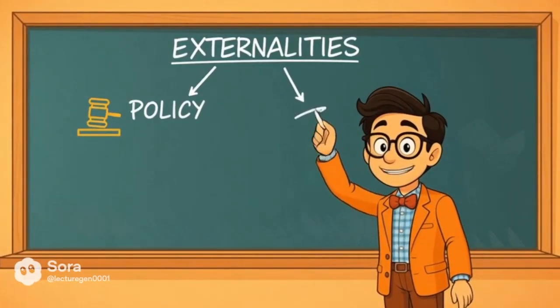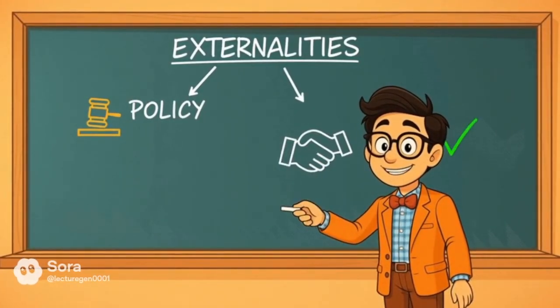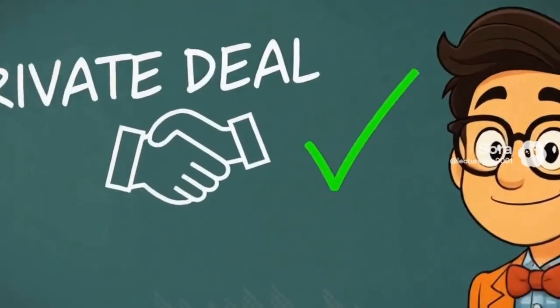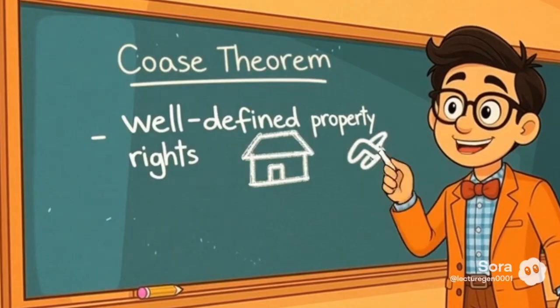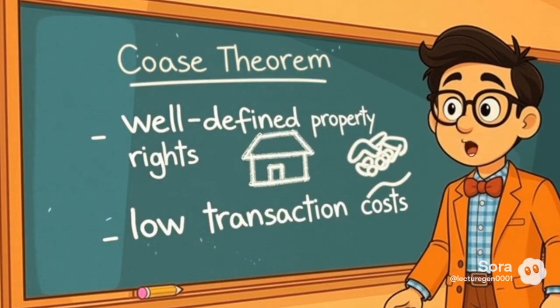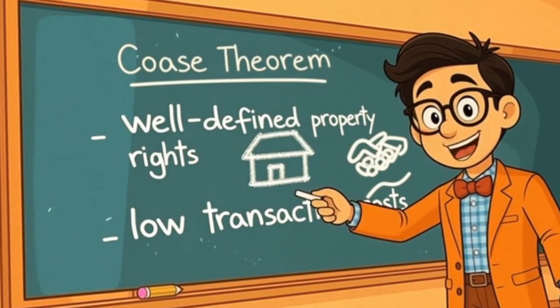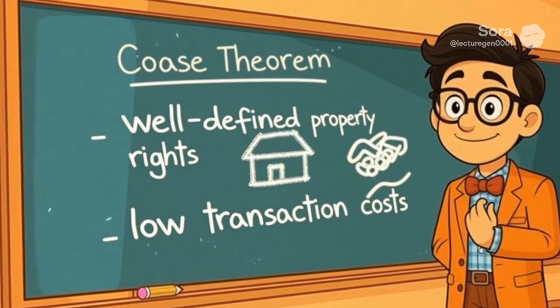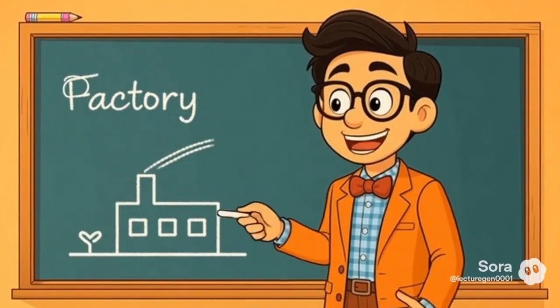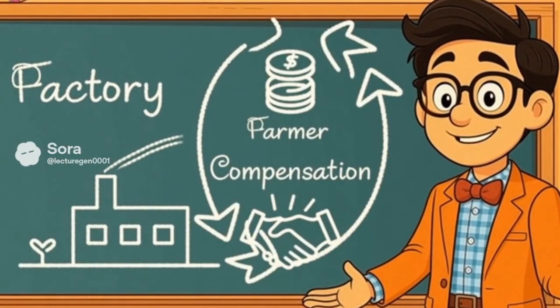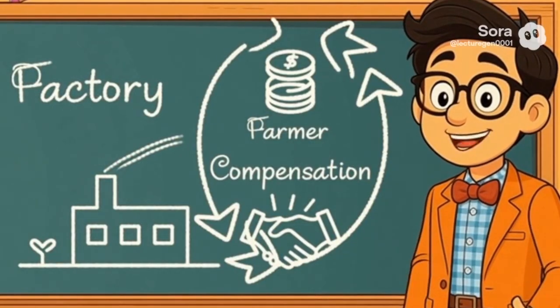But public policy isn't the only way to solve externalities. Sometimes, private individuals can reach agreements on their own. This idea is known as the Coase theorem, which suggests that if property rights are well defined and transaction costs are low, private bargaining can solve externalities. For example, a factory and a neighboring farmer might negotiate compensation for pollution, achieving an efficient outcome without government intervention.